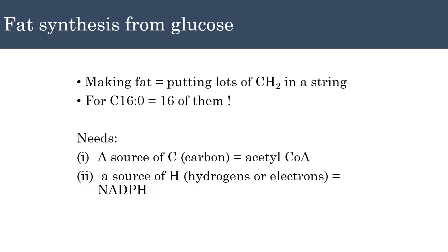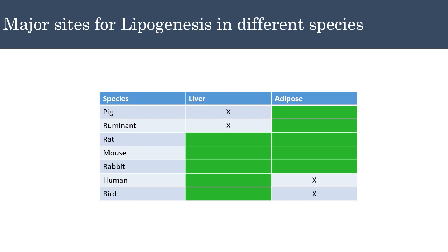But where does this occur? Well, as you can see from the table below, lipogenesis occurs in different tissues for different species. For pigs, it does not occur in the liver, as well as ruminants. It does not occur in the liver, but in the adipose. For rats, mice, and rabbits, it occurs in both the liver and the adipose. Whereas in humans and birds, it only occurs in the liver, not the adipose cell.